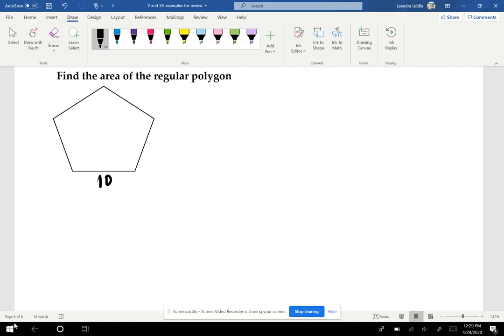The number of triangles is the same as the number of sides. If this is a pentagon, that means the number of sides is 5. So I would break this up, and I know I have 5 congruent triangles. So I need to find the area of one triangle.